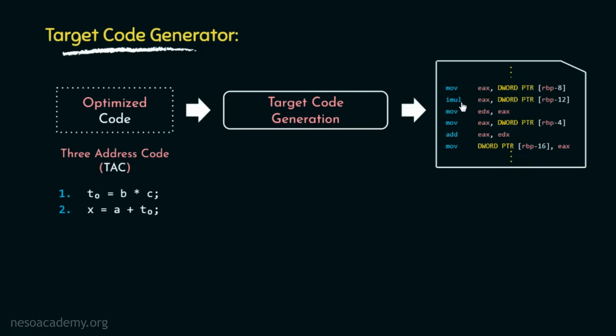Now this IMUL is the mnemonic for signed multiplication. dword ptr rbp minus 12 is pointing to the value stored by the variable C, and using this command, the value stored in variable C is being multiplied with the value stored in the register EAX, and the result is also stored in the EAX register. Basically, by the end of these two commands, we will have the result of B into C in the accumulator.